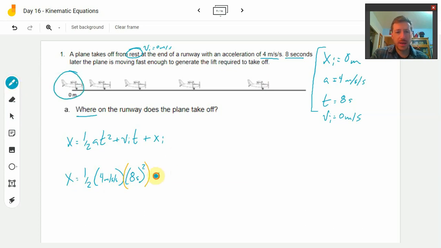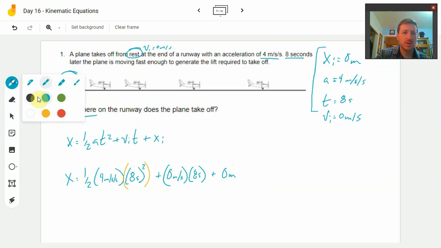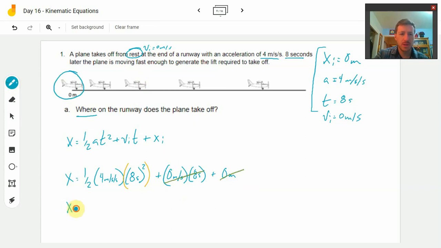Then we add that to the initial velocity, which, since it was at rest, was 0. We multiply that by the time as well, which was 8 seconds. 0 times 8 is, of course, 0, and the initial position was also 0 meters, so this part here ends up becoming 0. We're really just left with the position is equal to 1/2 the acceleration times the time squared.